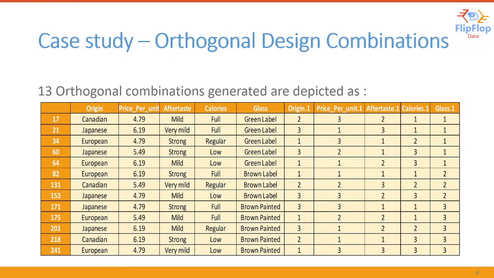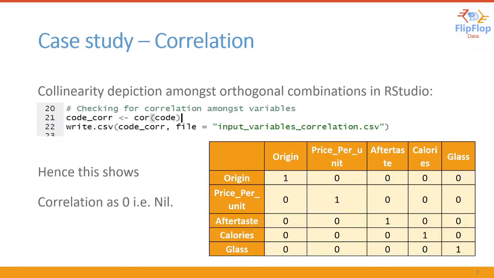Next, we check for multicollinearity amongst the orthogonal combinations. The function cor is used to compute correlation. This shows correlation as 0 for each attribute. You can save this file again as CSV or XLS as per your choice.